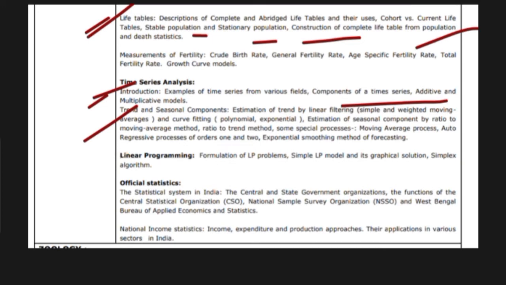Then there is this section on linear programming. You will get questions on formulation of LP problem, simple LP problem, graphical solution, simplex algorithm.